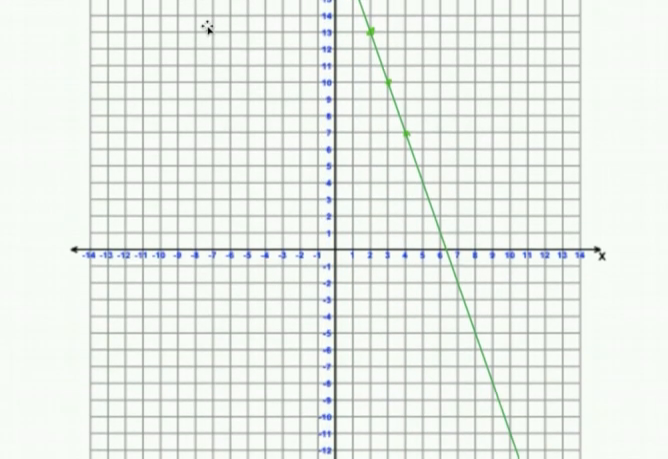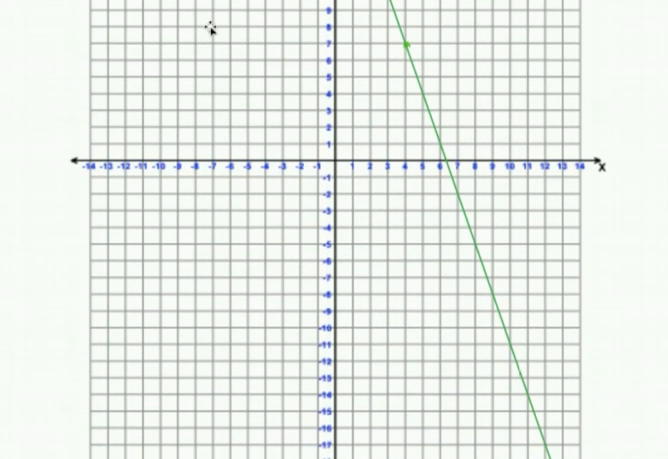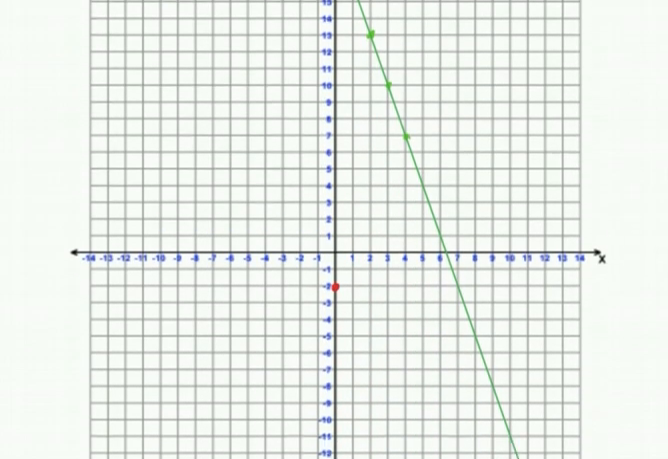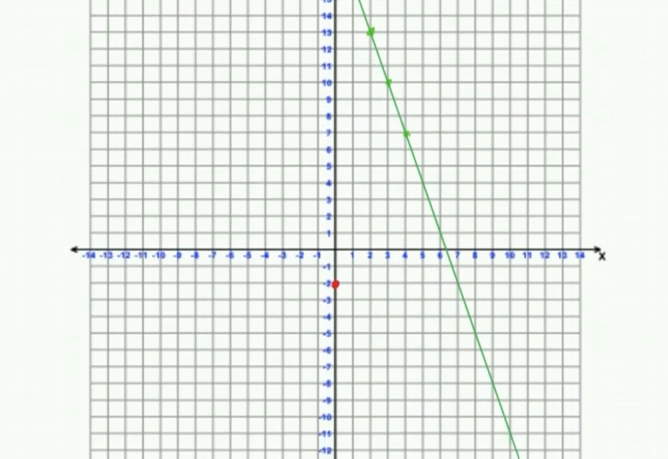Okay, so -2. Making a dot right now. Okay, and the slope was 4 over 1. So that means you have to go up, rise up 4, and then run over 1. Okay, so from this dot here, 1, 2, 3, 4 squares up, over 1 square.